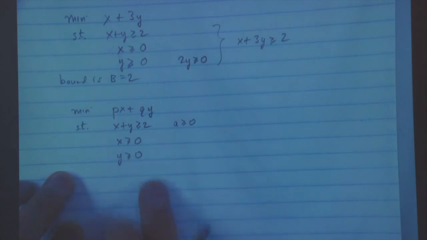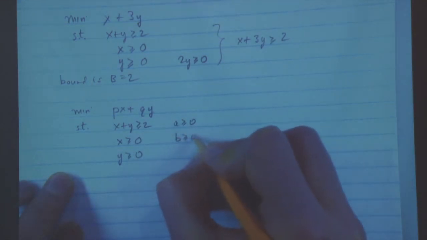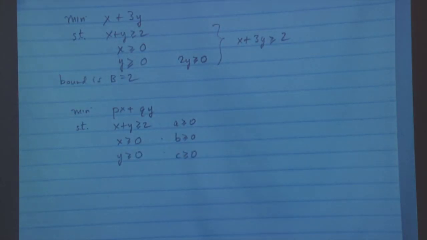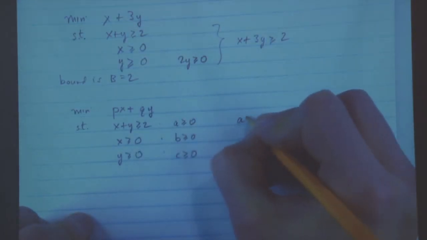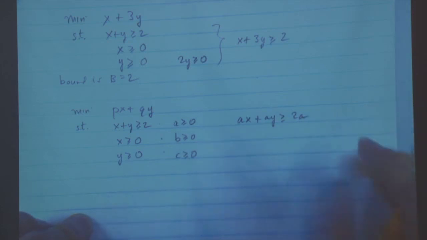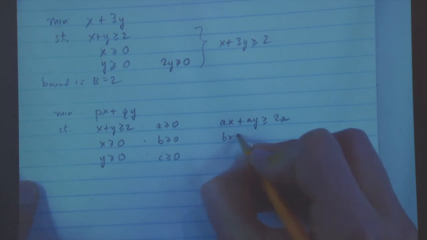So I'm going to multiply these by numbers and then add them together, and I want to make sure that I keep the directions of the inequalities the same. Otherwise, it wouldn't make sense to add them together. So I'm going to restrict a to be non-negative. I'll multiply each of these constraints by a, b, and c. I'm going to generate constraints that look like this: ax plus ay is bigger than or equal to 2a, bx is bigger than or equal to 0, and cy is bigger than or equal to 0.